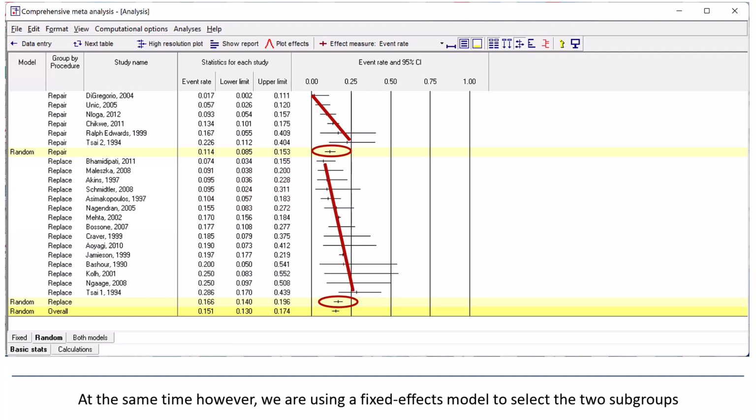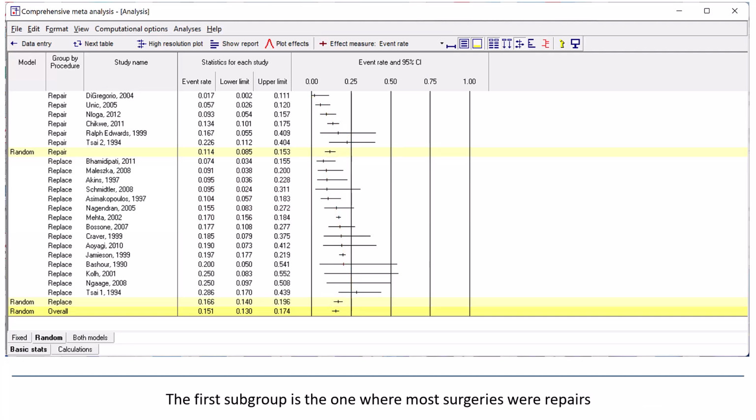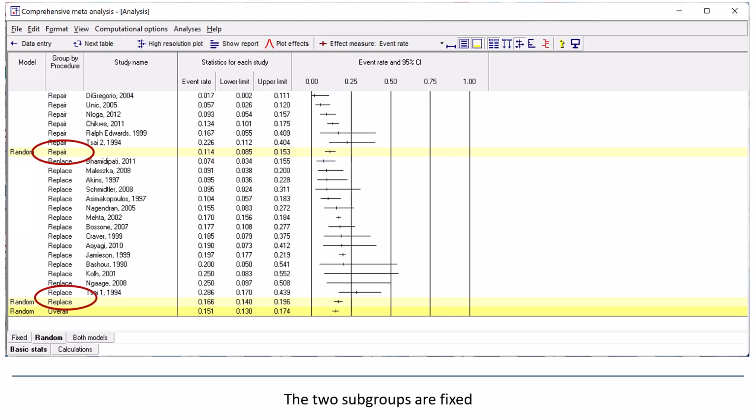At the same time, however, we're using a fixed effects model to select the two subgroups. The first subgroup is the one where most surgeries were repairs. The second subgroup is the one where most surgeries were replacements. The two subgroups are fixed. The word fixed here does not mean that the two groups are the same, since obviously they are not.